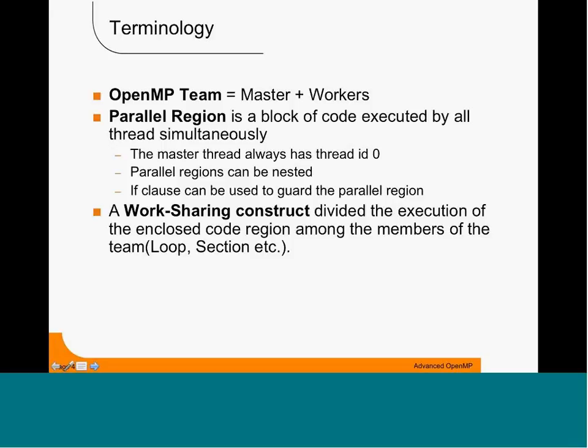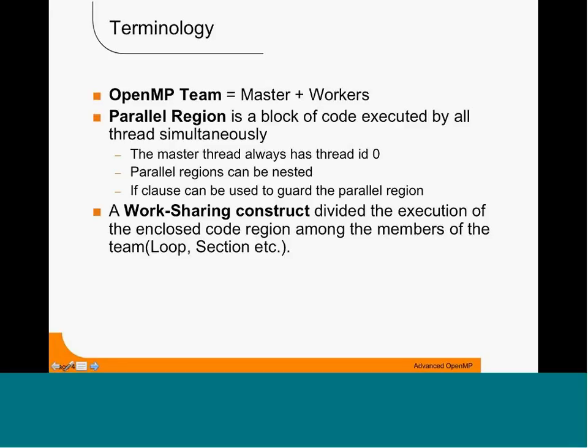So I think as you know, an OpenMP team consists of a master and workers. And the parallel region is a block of code executed by all threads. So you use the parallel region. Then after that you may have some directives such as OMP for or OMP do options, and then the whole code segment is going to be executed by multiple threads.